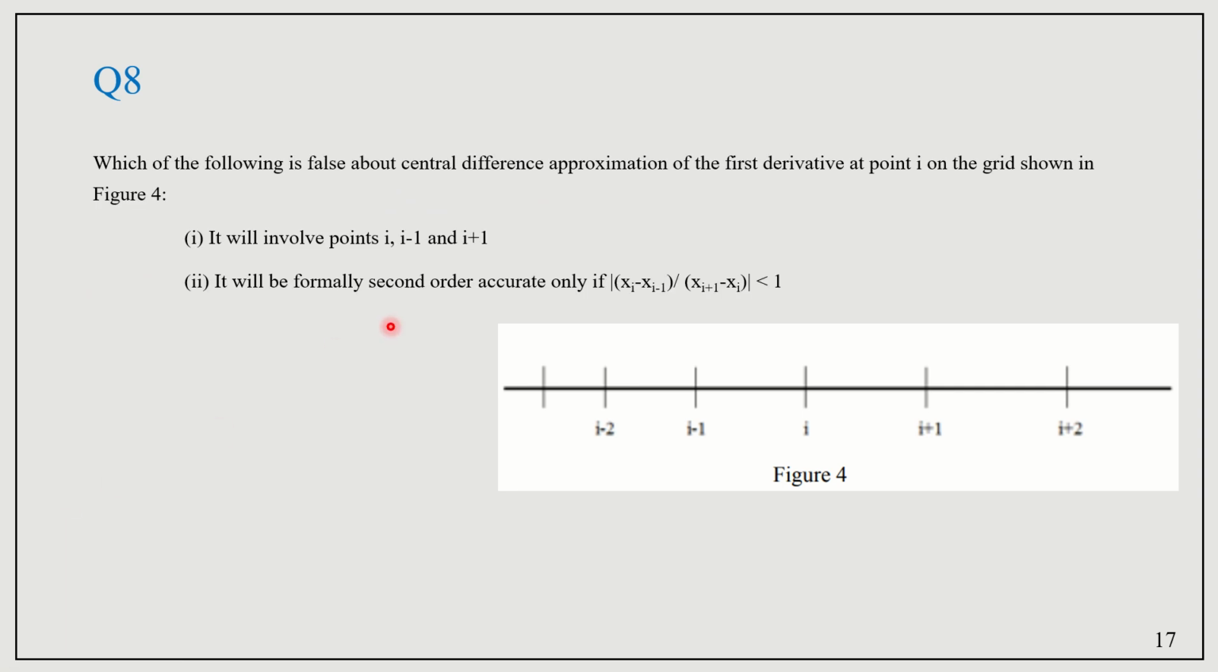It will be formally second order accurate if this condition is satisfied, but it is already second order accurate, and it doesn't depend on this particular condition. As we mentioned, order of accuracy doesn't come from this. So option B is the right answer.